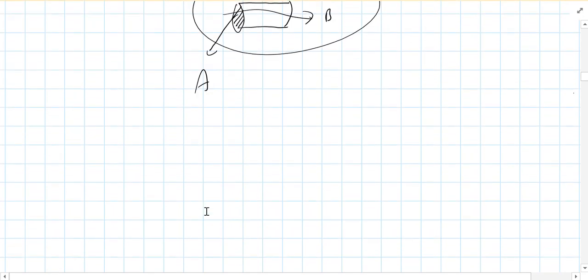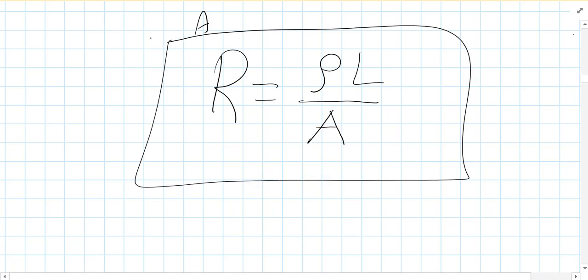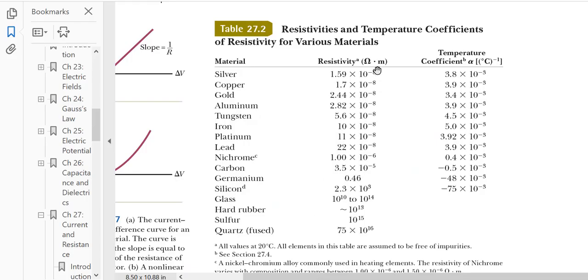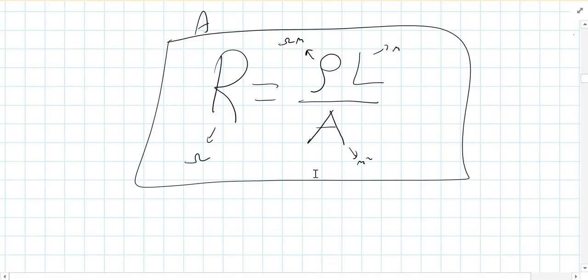So if you put all this together, resistance is equal to that resistivity, which depends on the material, times the length of the resistor, divided by the cross-sectional area of the resistor. Area is measured in meters squared, length is measured in meters, and resistance is measured in ohms. So what does resistivity need to be measured in? It needs to be measured in ohm meters to make all the units work. And if you look at your chart, it says ohms times meters. So that's the equation for resistance.